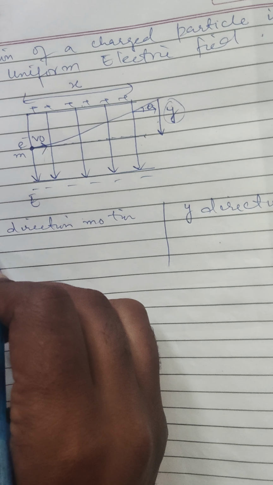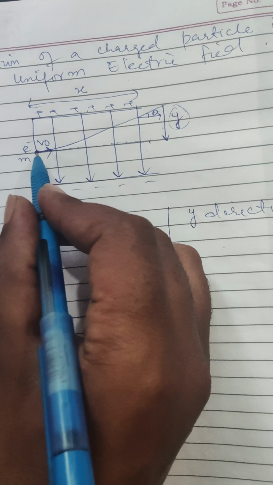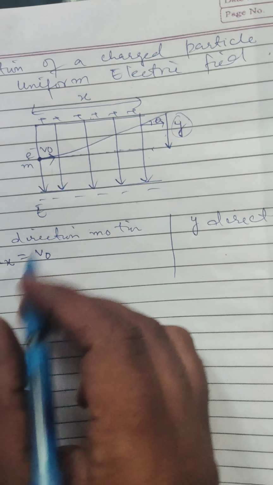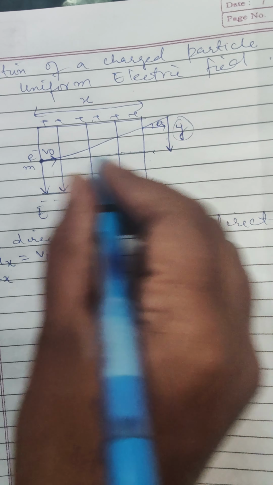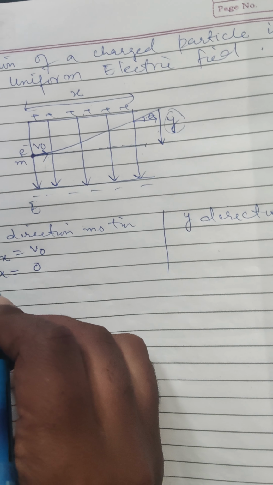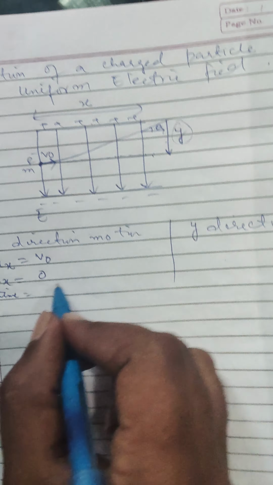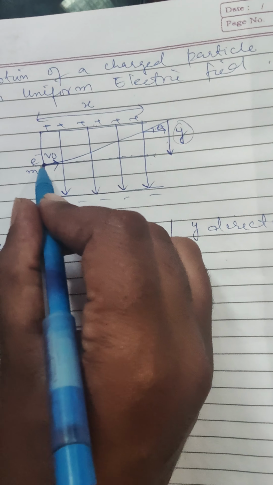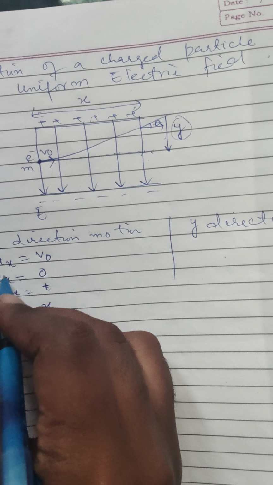See, initial velocity in x direction: we throw it straight with a velocity v0, so initial velocity in x direction is v0. Now acceleration in x direction: there is no force on it in the x-axis direction, so acceleration in x direction is 0. Let us suppose the time to get from here to here is t. Displacement in x direction, total distance traveled, is the length of this plate, x.